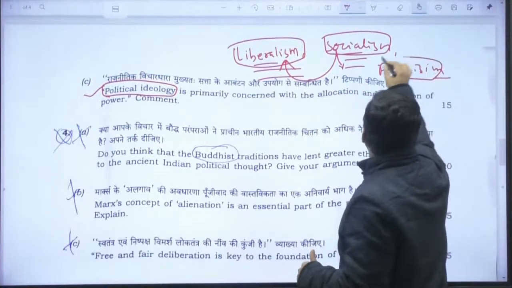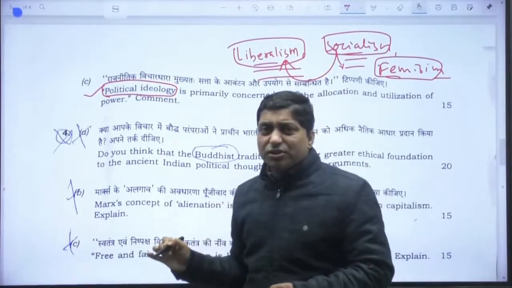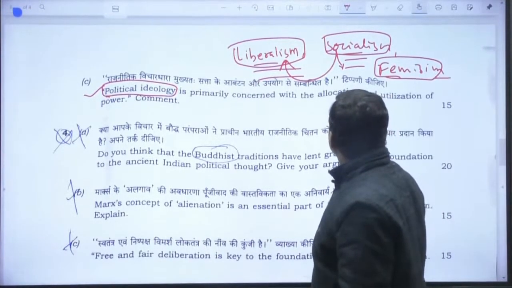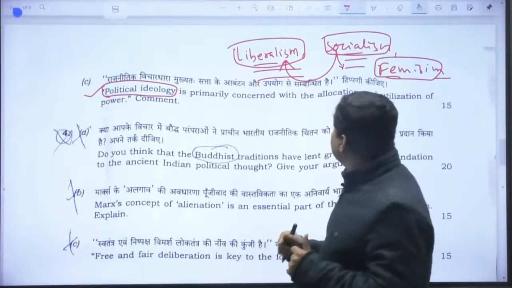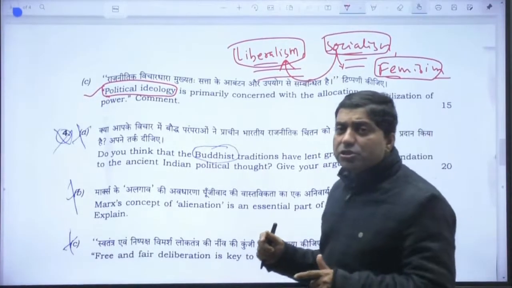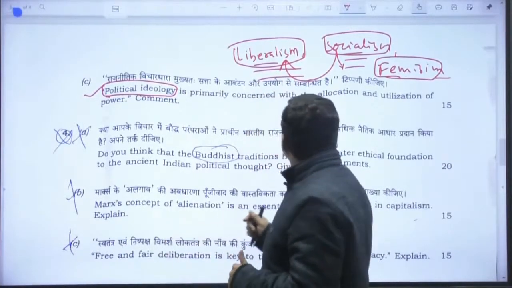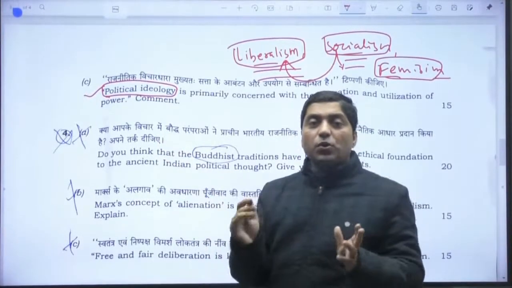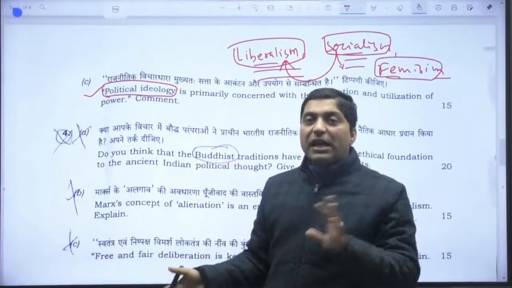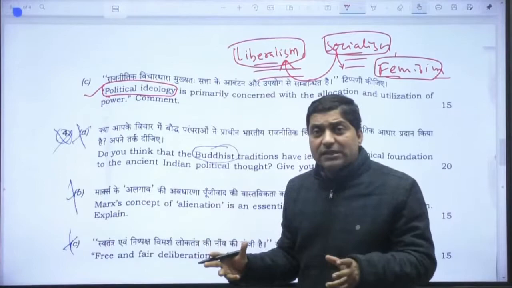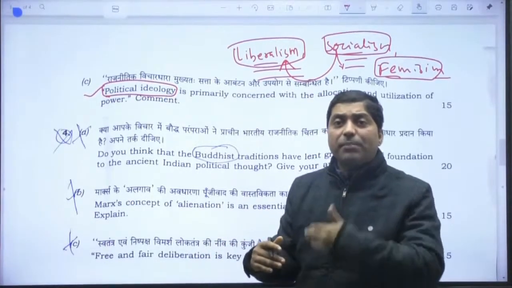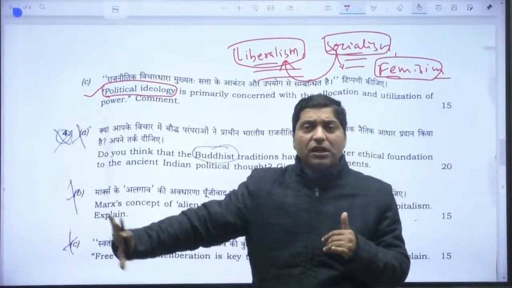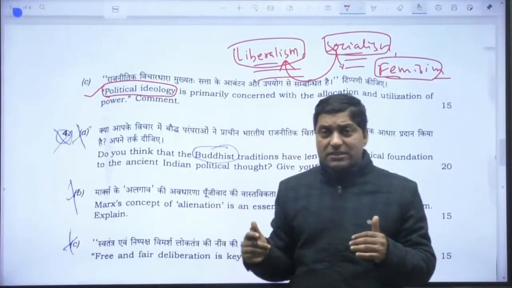If you talk about feminism, it is also a meta-political ideology like liberalism and socialism. Feminists also talk about a different notion of power, especially radical feminists, who say the personal is political and talk about how power is structured within the family. The entire political discourse is divided between private sphere and public sphere, and the state intervenes only in the public sphere in order to govern it.